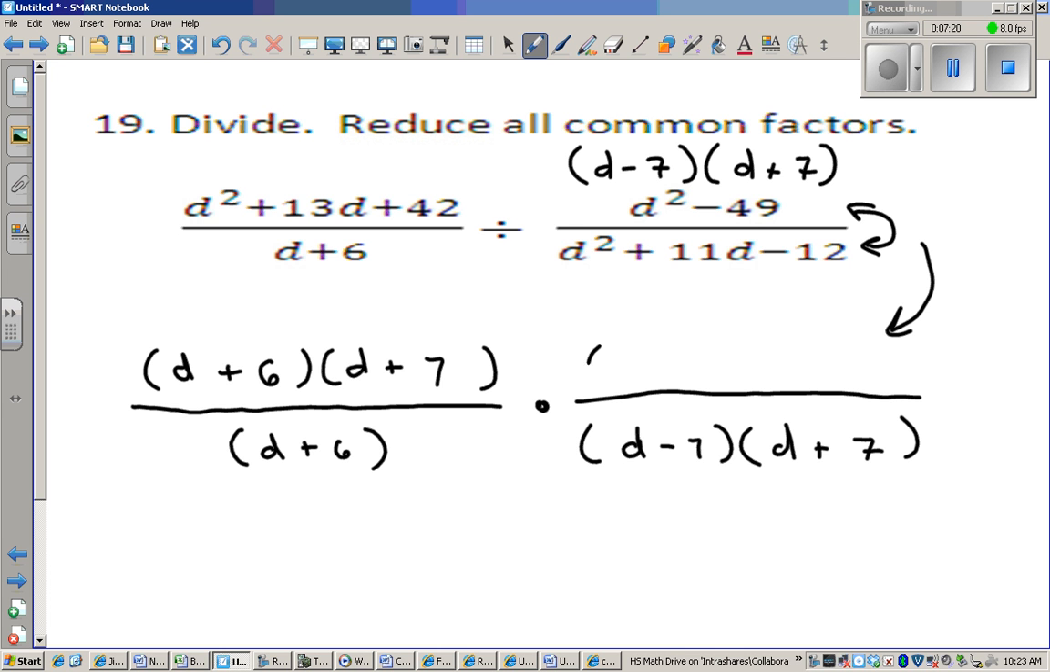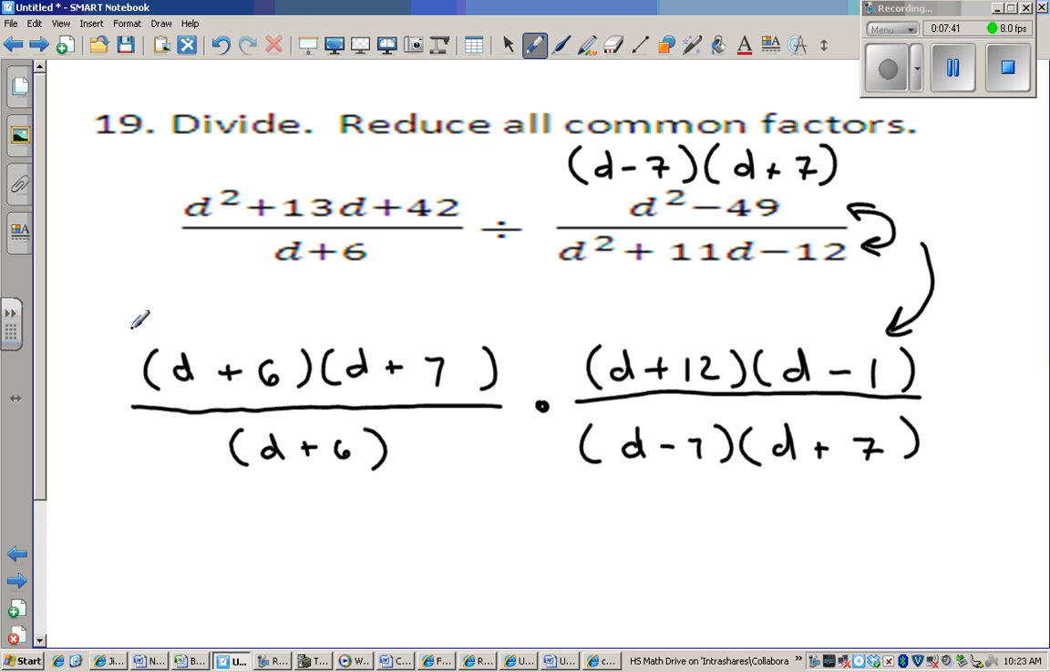Over here, we need a product of negative 12 and a sum of positive 11. So when I'm choosing these, I know that I'm going to be dealing with a 12 and a 1. I'm going to want to make the 12 positive because the 11d is positive, the sum of the outer and inner, and this is going to be negative.